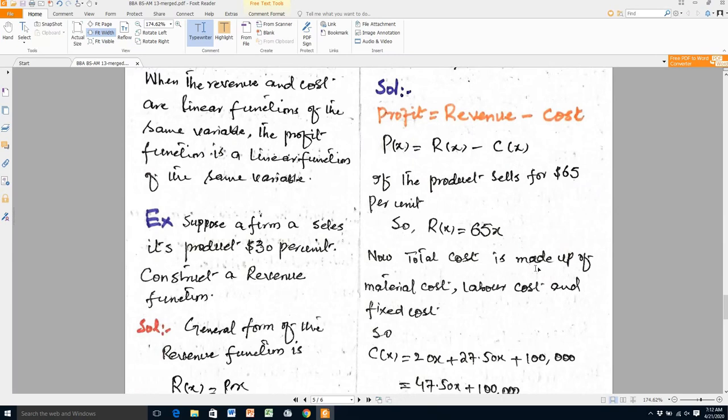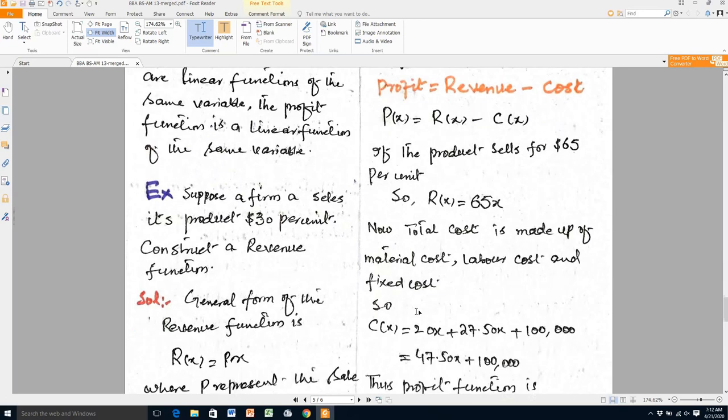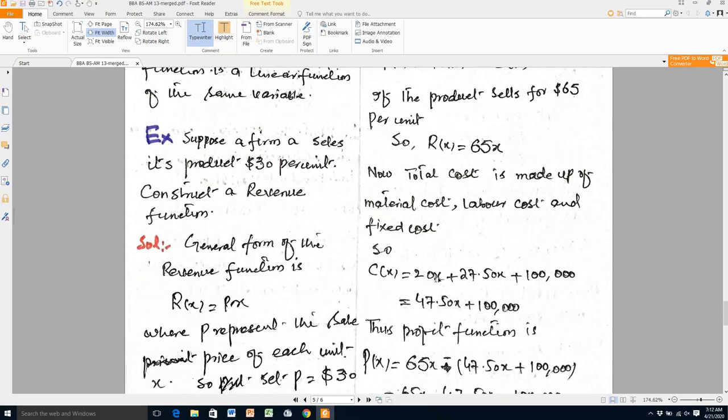Now total cost is made up of material cost, labor cost and fixed cost. So cost is equal to 20x plus 27.50x plus 1 lakh. Here 20 is the material cost on each unit, 27.50 is the labor cost on each unit, and 1 lakh represents the fixed cost. When you add them, it is equal to 47.50x plus 1 lakh.